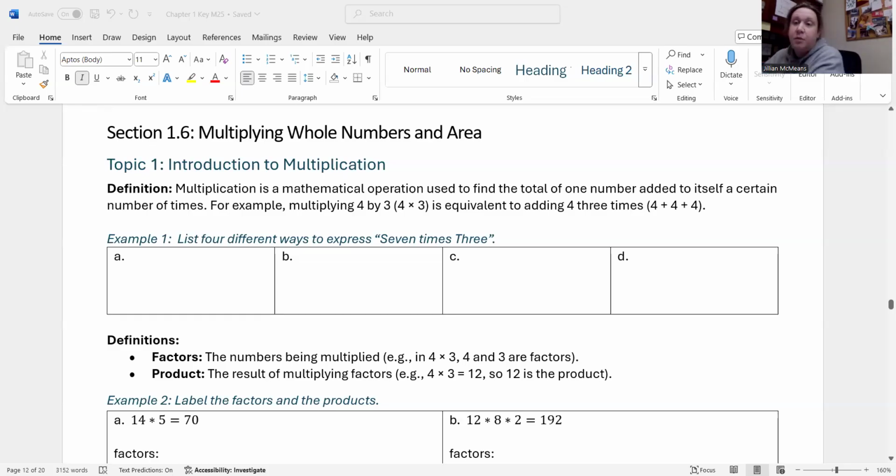This section, we're going to talk about multiplying whole numbers and then area of polygons. So I'm going to do one video for the first two topics because they're kind of short. So for topic one, we're just going to kind of introduce the idea of multiplication.